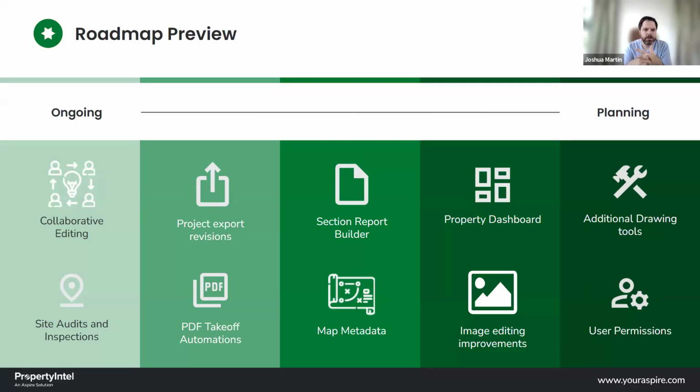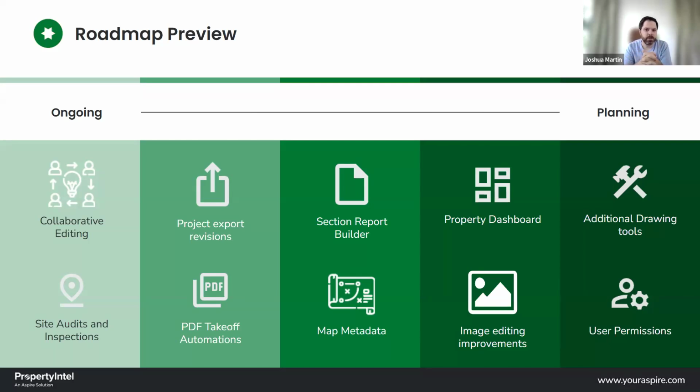And so if you were to open up PropertyIntel on a phone or a mobile device, you'll be able to have a nice mobile-friendly UI to be able to create a reference map from your mobile device. So those are the things that will fully wrap up those two major initiatives for us, before we get into our project export revisions and the PDF takeoff automations. Those two are probably the next largest things that we have coming up.